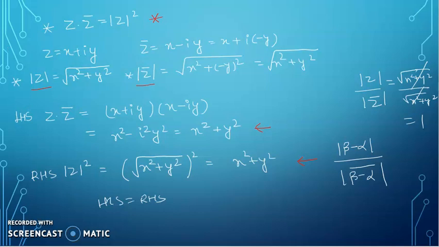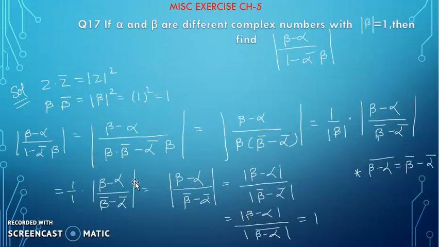So what is the answer of this question? The modulus of beta minus alpha divided by the modulus of the conjugate of beta minus alpha is 1. I hope you have followed, students. In this way we will solve.